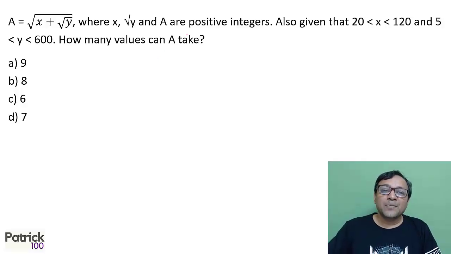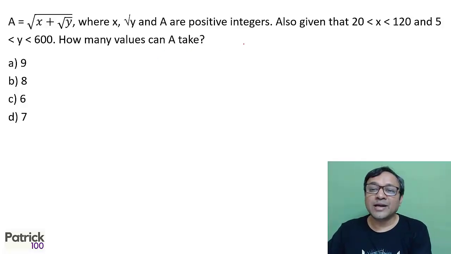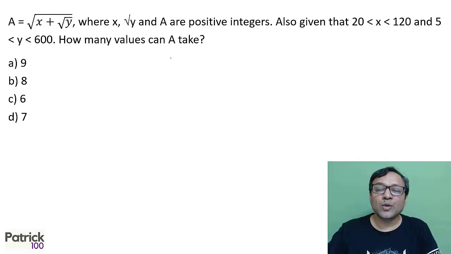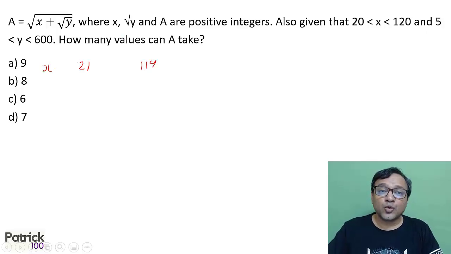x, root y and a are positive integers. Also given that x is between 20 and 120. I mean the minimum value of x is 21, maximum value is 119. This is the value of x. Root y also is a positive integer, that's what I mentioned.